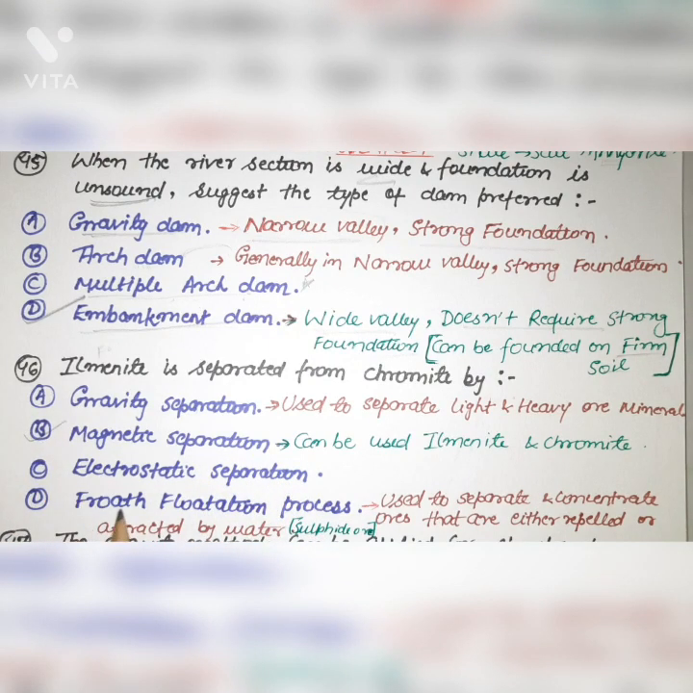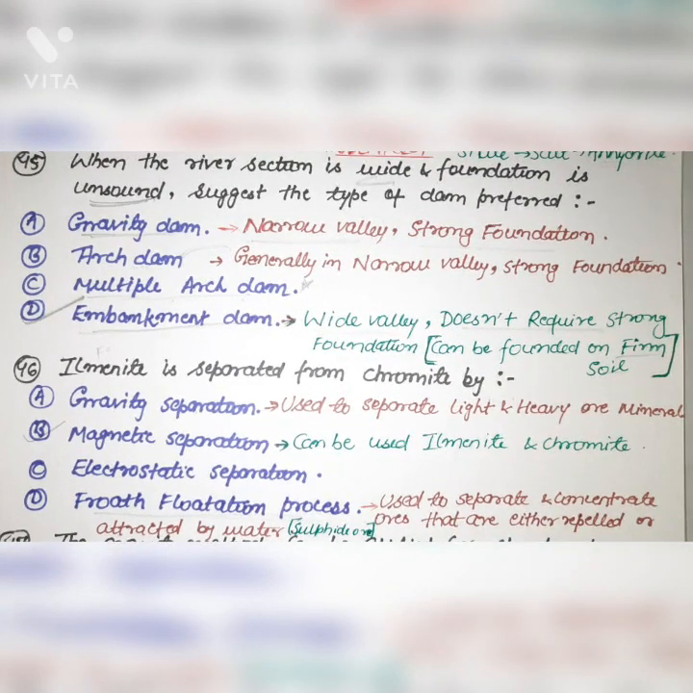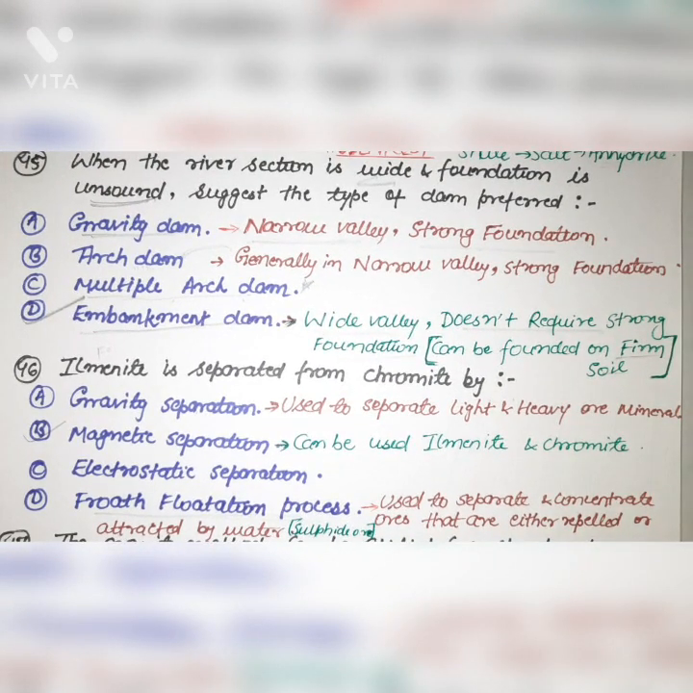Froth flotation process, this is not the correct process to separate ilmenite and chromite. Why? Because it is used to separate and concentrate ores that are either repelled or attracted by water, basically, or you can say generally sulfide ores. So the correct answer of this question will be magnetic separation.